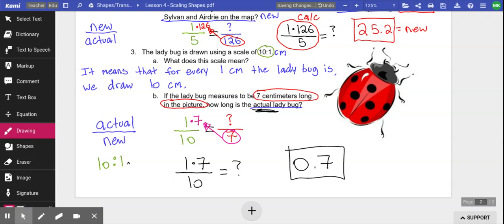Wonderful. I know scaling's hard. I know ratios are hard. Setting up the fractions is hard. So you're going to want to practice for sure. You might even want to rewind and watch a couple of these examples again because it's usually pretty confusing at the start and it gets better the more you do it.